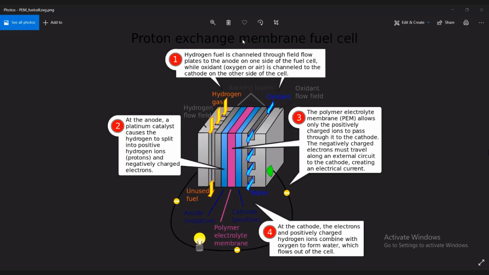I have already shared the screen. Hope that you are seeing this fuel cell very clearly. So this is the heading of our topic. There is the fuel cell. So this is the heading. Now we're going to discuss the fuel cell. What is fuel cell?